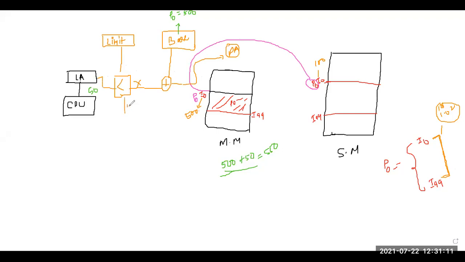If it is no, then I say this is a trap. If it is yes, then I will add this instruction number with the base register of the program so that I will get the particular instruction. So this is the case we have already discussed in the previous class with the continuous memory allocation. Is it clear to all of you?